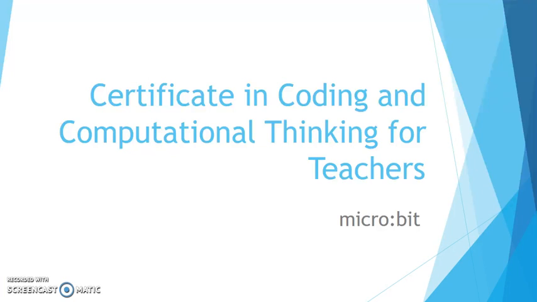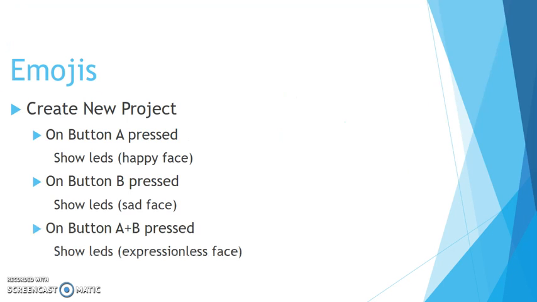So in this screencast, we're going to look at some starter projects with the micro:bit. We're going to look at how we save our projects, where they are saved to, and then we're going to look at creating new projects. The projects we're going to look at: we're going to create a basic emojis project.